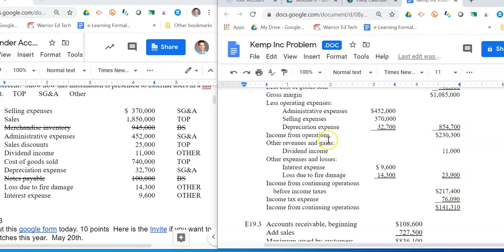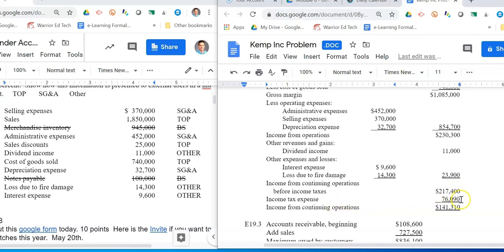Sometimes we have things that occur during the business. Yesterday I talked about discontinued items. Discontinued items are not on this financial statement, but they would come in down here. This problem doesn't give it to you, so we won't worry about it at this point in time.